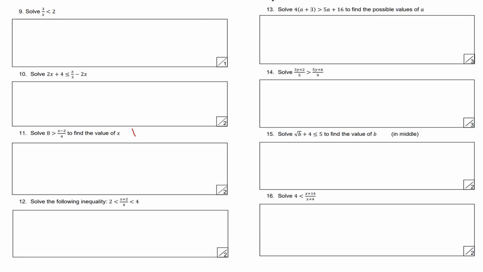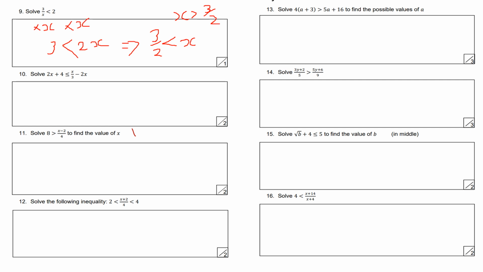This is question number 9. Solve 3 over x is less than 2. Well, I'm going to multiply both sides by x. Okay, so I get 3 is less than 2x. Dividing both sides by 2, we get that 3 halves is less than x, guys. Okay, so x is greater than 3 halves.